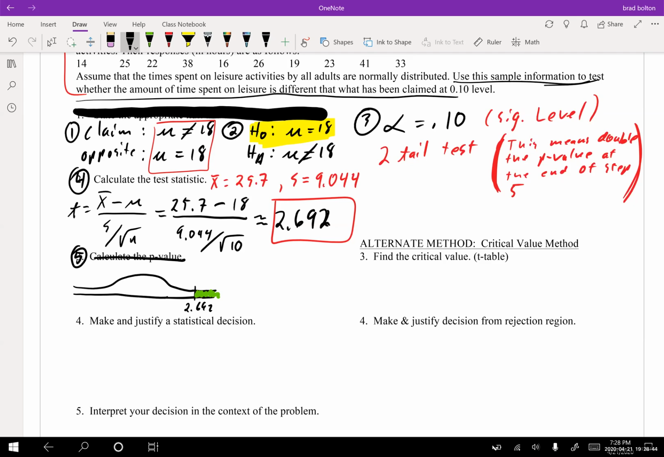But that also means there's a negative 2.692 over here, and this is my shaded region. So because this is a two-tailed test, I'm going to use both of these areas and add them up to be my p-value. So I'm going to do second vars, and I'm going to do tcdf on my calculator. It's going to go negative 99999, comma, negative 2.692, comma, degrees of freedom, 9. Okay.